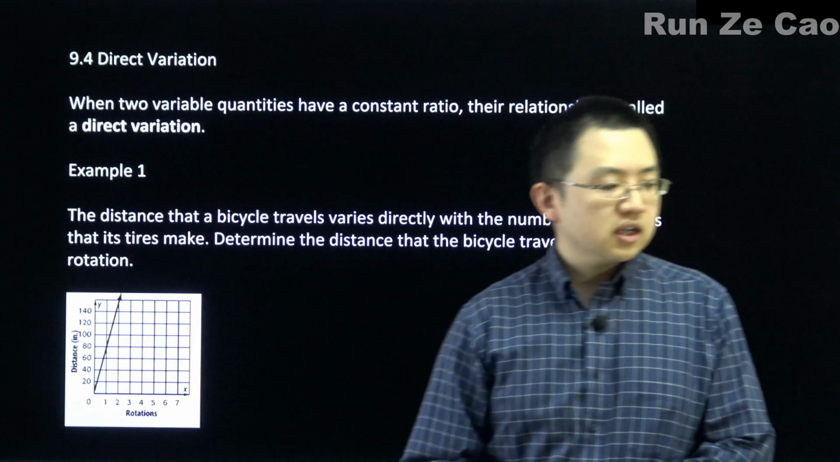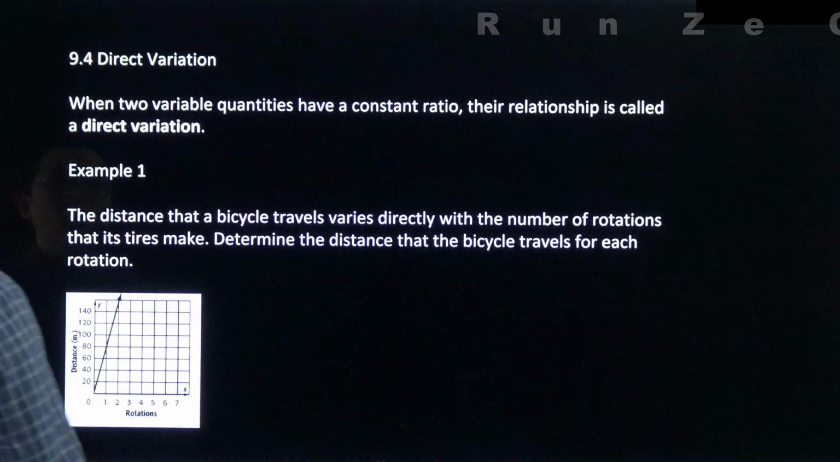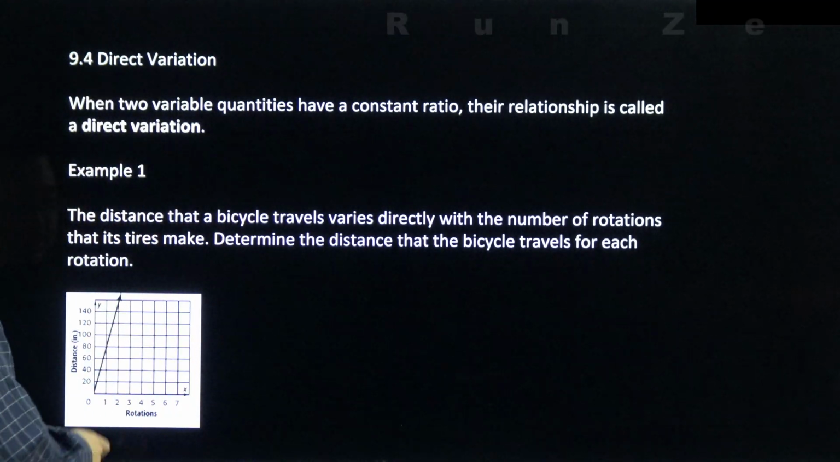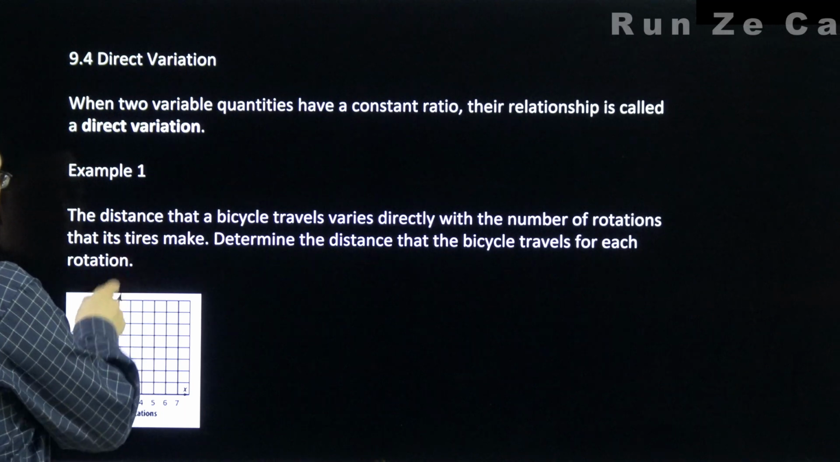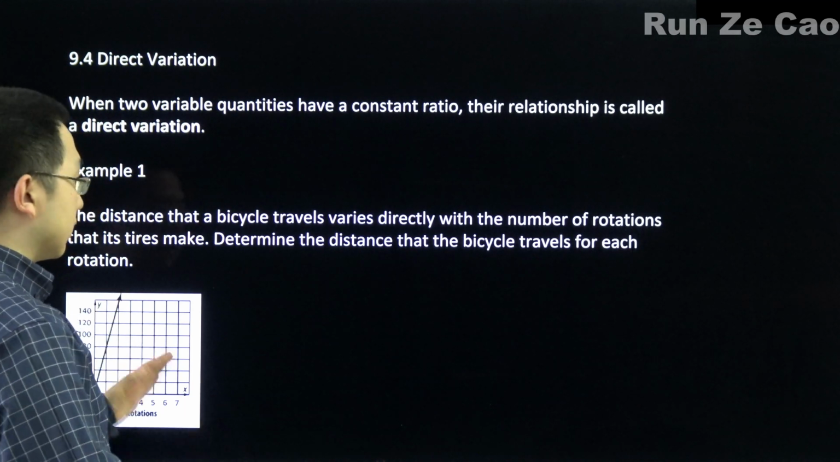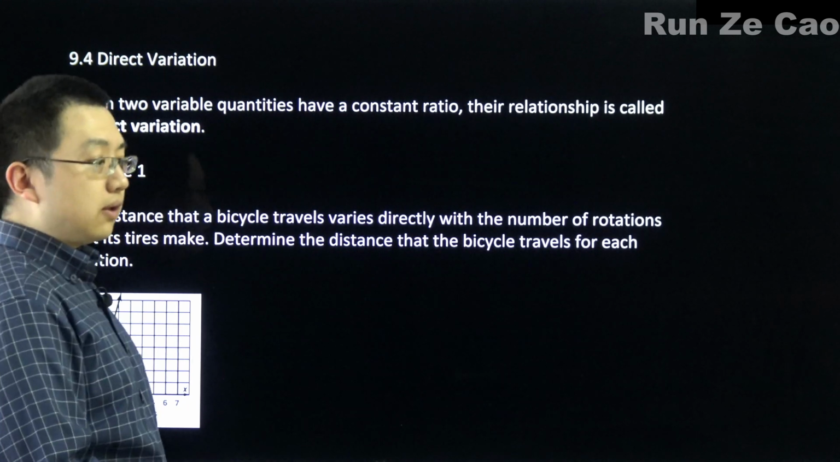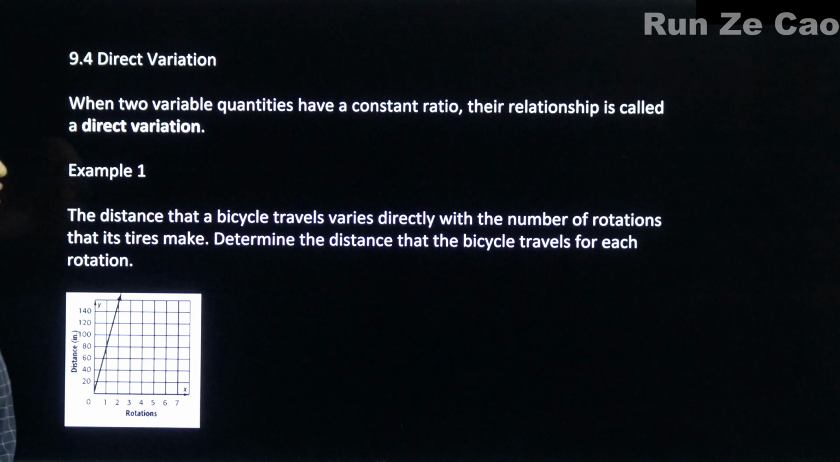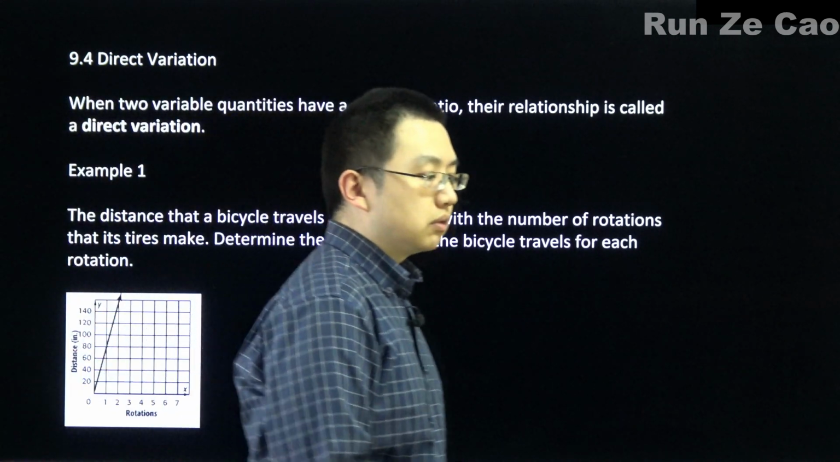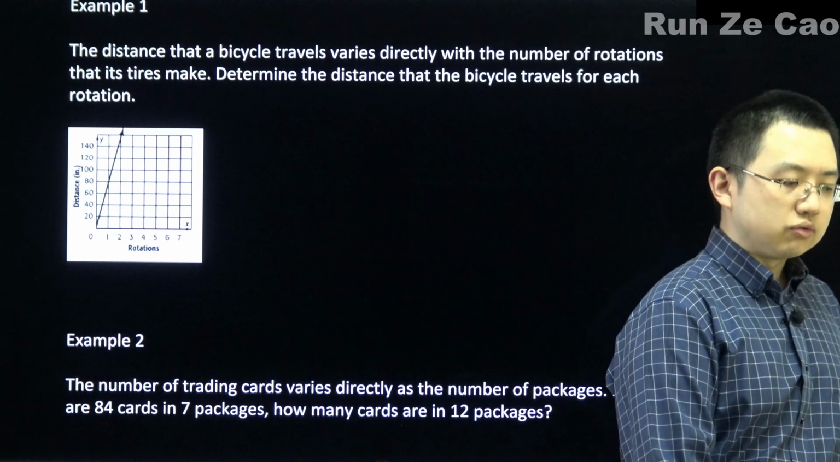If you have a constant ratio between two variable quantities, in other words, if the slope is the same, so it's constant, and they start at 0, 0, then this is called a direct variation. So the ratio between the two would always be equal to the slope.